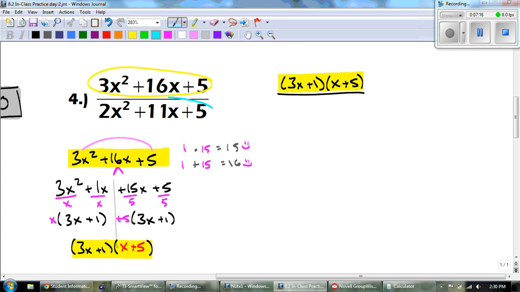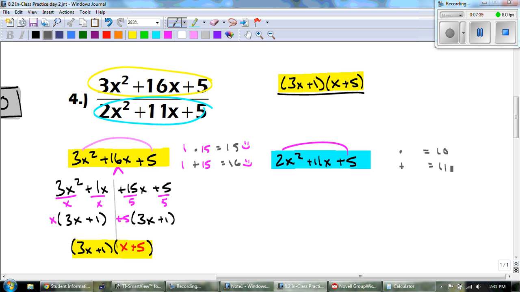All right, so now I have to factor the blue, okay? So we have 2x squared plus 11x plus 5. We're looking for numbers that multiply to get to 10 and add to get to 11. I'm going to pause the video right here, and you guys are going to do that on your own. Okay? Good luck.